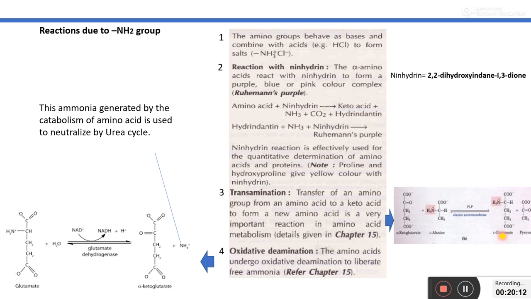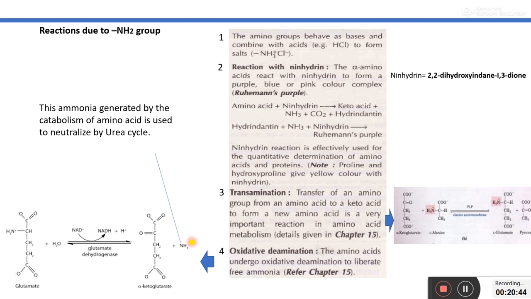The next reaction is oxidative deamination reaction, and as the name suggests, it is a form of deamination reaction that generates alpha keto acids and other oxidized products from amine containing compounds such as amino acids. It occurs only in the liver. So the ammonia generated by the catabolism of amino acids is neutralized by the urea cycle.